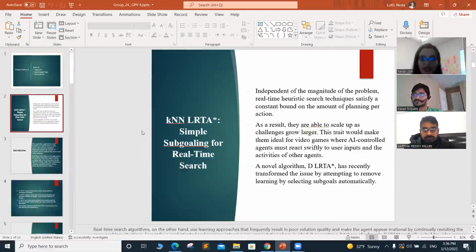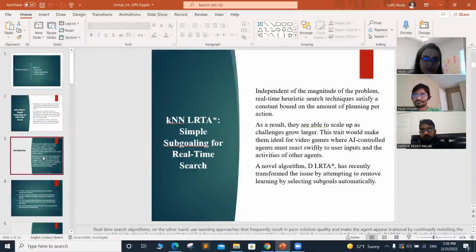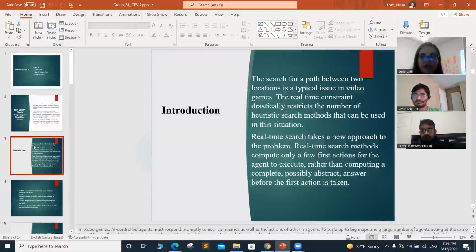activities of other agents. A novel algorithm, DLRCA, has recently transformed the issue by attempting to learn remotely by selecting thoughtful automation. The search for a path between two locations is typically an issue in a video game. The real-time constraint drastically restricts the number of heuristic search methods that can be used in this situation.